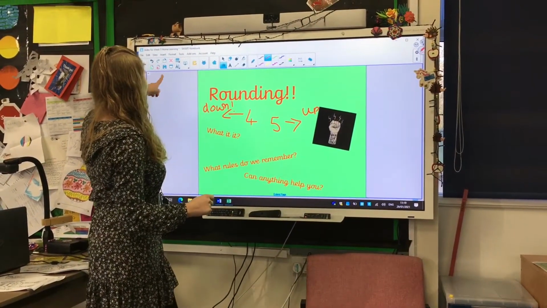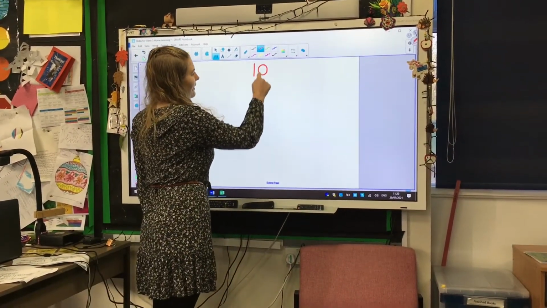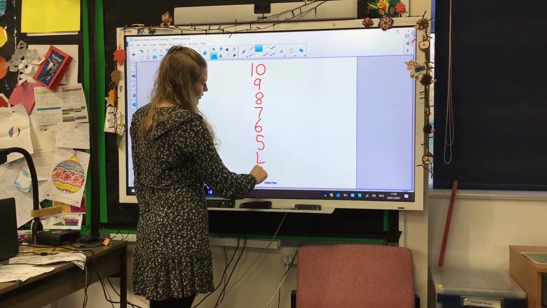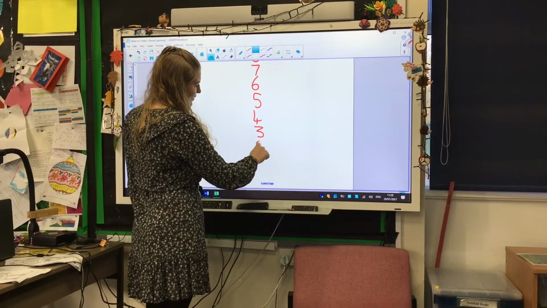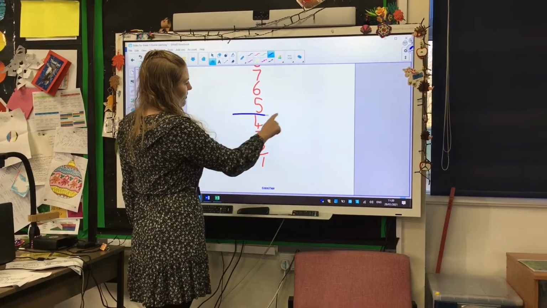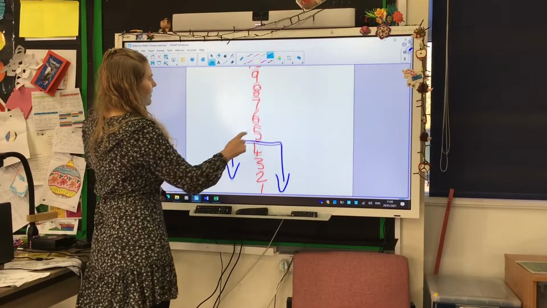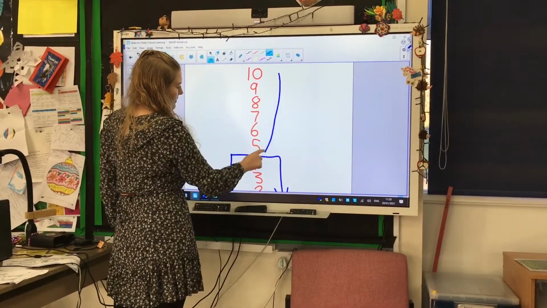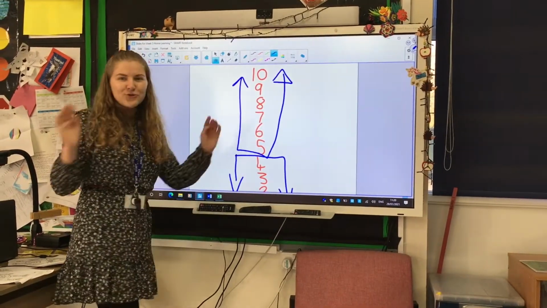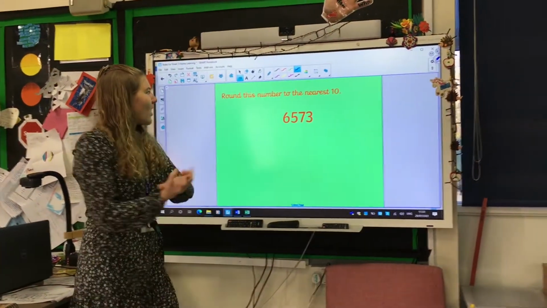Okay, so I usually draw something like this to help me. So at the top we've got 10. 9, 8, 7, 6, 5, 4, 3. Oh, we're going to have to extend the page. 2, 1. Okay, so here we go. All of these numbers are coming down. All of these numbers are going up. There we go. You can draw that out on a piece of paper if that's going to help you. It might not help you. Who knows?